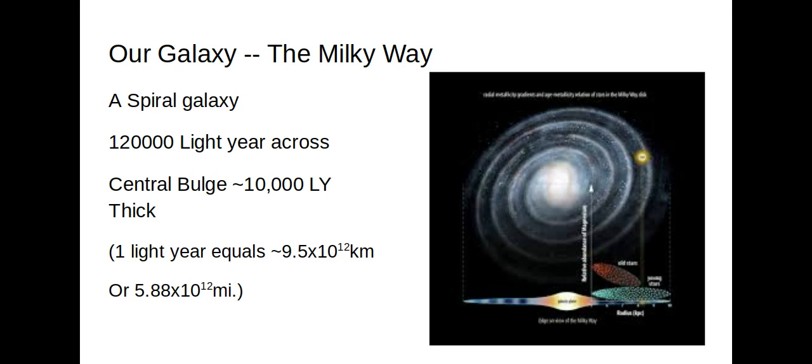And that central bulge is about 10,000 light years thick. So from top to bottom, it would take 10,000 years for light to pass from one side to the other. And you can see the conversions there. 1 light year equals about 9.5 trillion kilometers or 5.88 trillion miles.